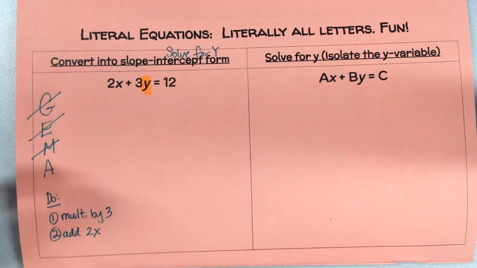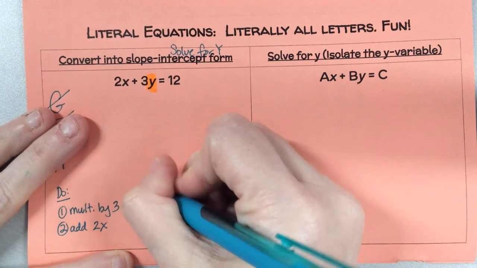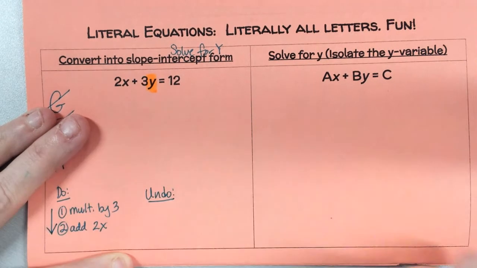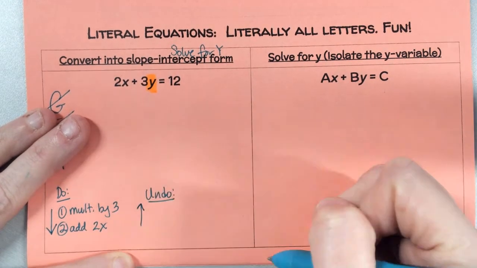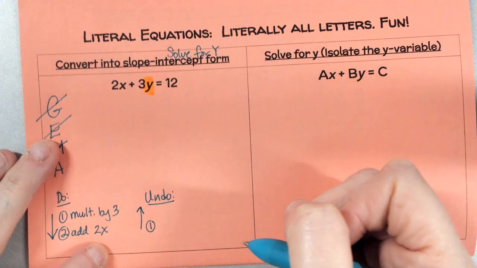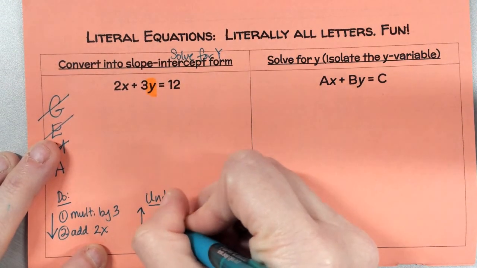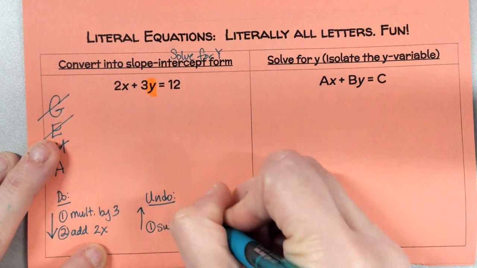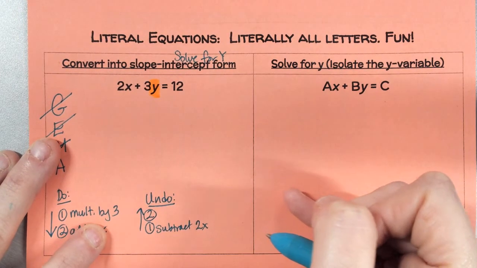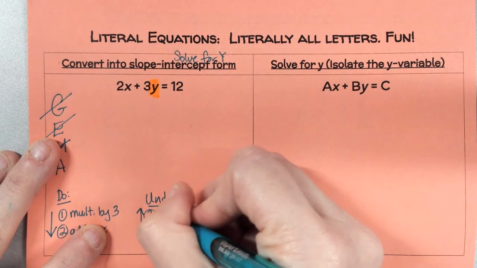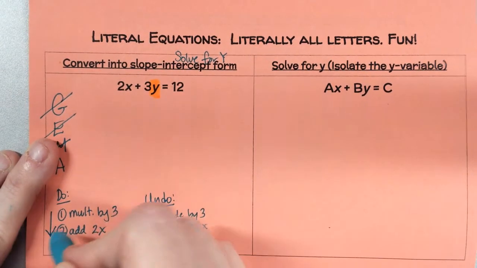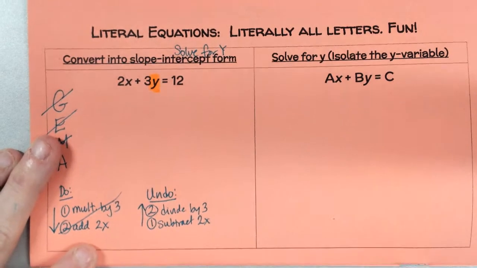Okay, so now what do I have to do? I got to make my undo plan, okay? So I did them in this order, I'm going to undo them in the opposite order. So the first thing I got to do is deal with this adding 2x. How do I undo that? I subtract 2x, okay? Now I got to figure out how to undo multiplying by 3. How do I do that? I divide by 3. Now I have a plan for how to solve this problem.